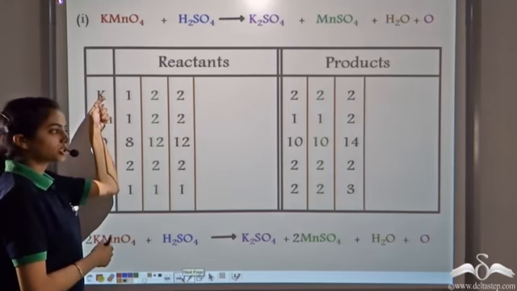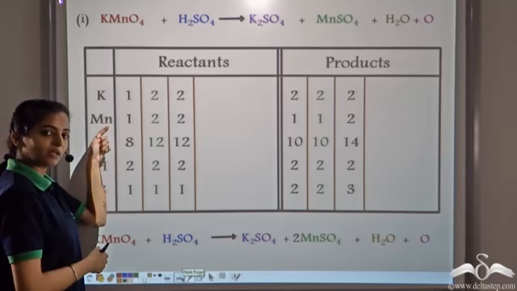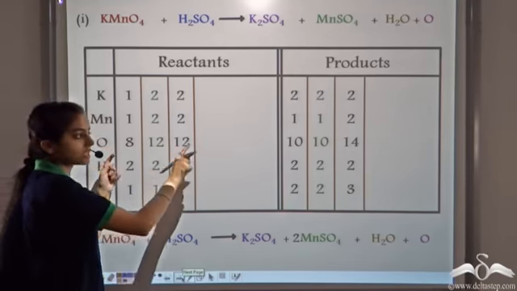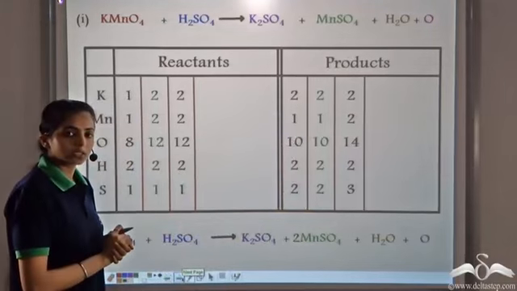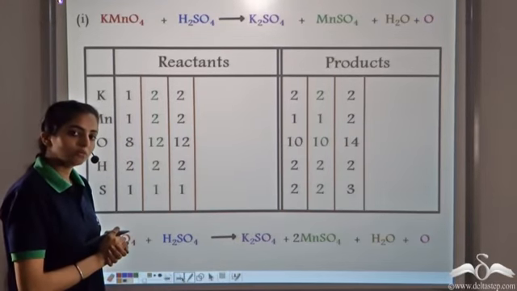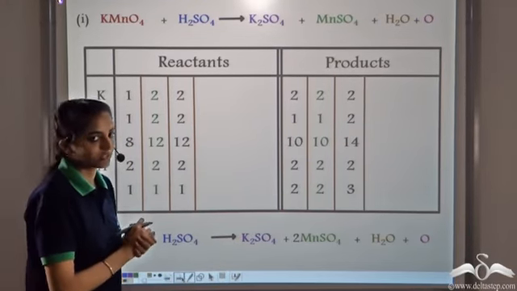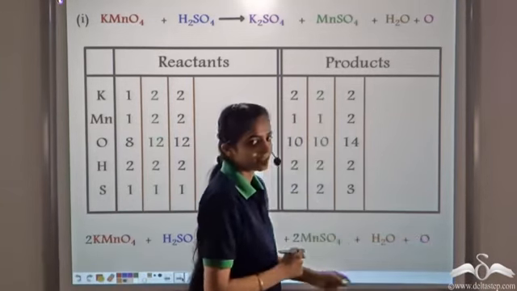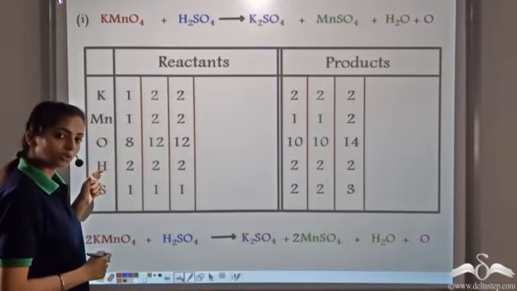Now we see potassium is balanced, manganese is balanced, but oxygen is not balanced. We have 12 atoms on the reactant side and 14 atoms on the product side. Should we balance oxygen now? No, we shouldn't, because we recall the trick which says that the species present alone should be balanced in the end. Let's move over to hydrogen.